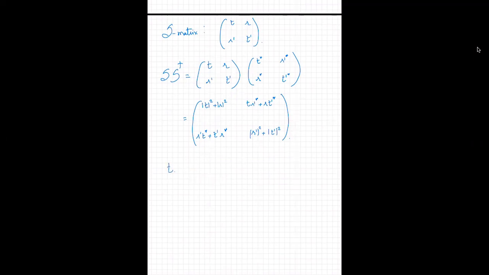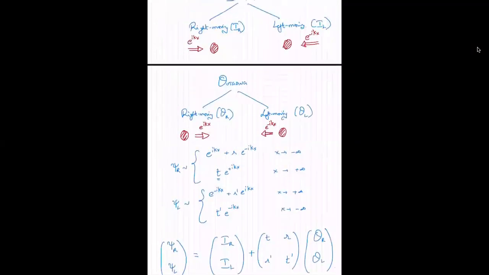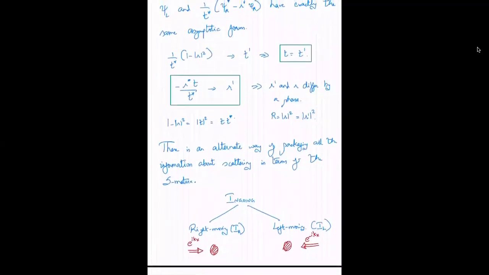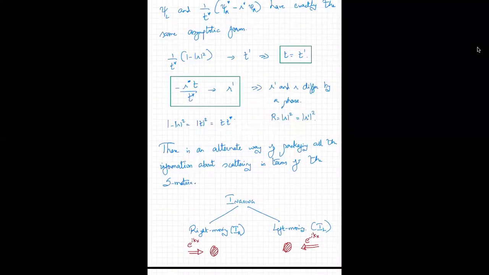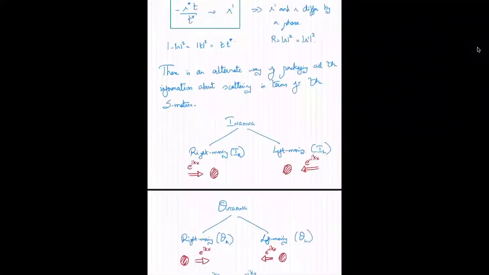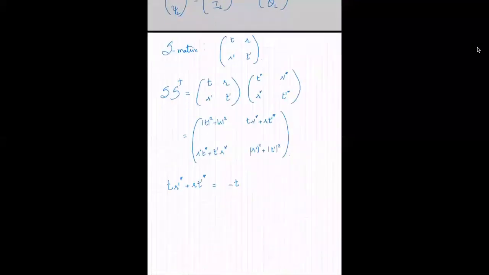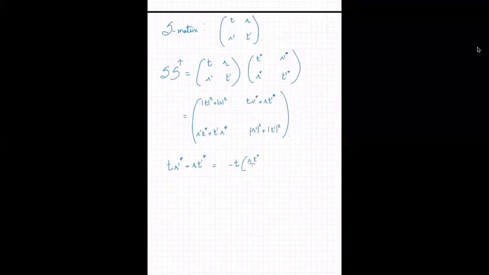What are the off diagonal elements? This is T R prime star plus R T prime star, right? But we know how R prime and R are actually related to each other. T prime is the same as T, and R prime is minus R star T over T star. So let us use this information, and I can write R prime in terms of R. So this is minus T. R prime star would be R T star over T, right? R T star over T plus R T prime star. Okay. Any questions about this?